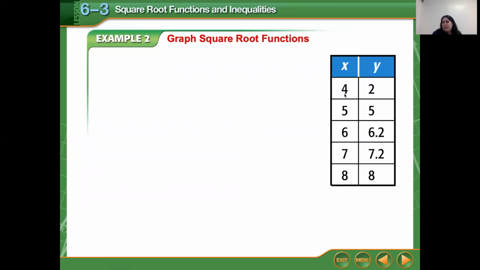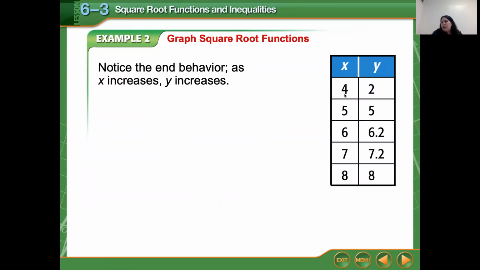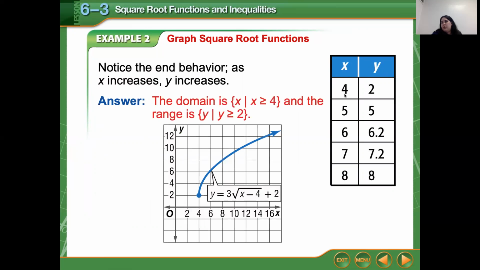So here's a table of values that we could use. We could go ahead and plot those points and sketch our graph. Do notice that as x goes up, so does y.